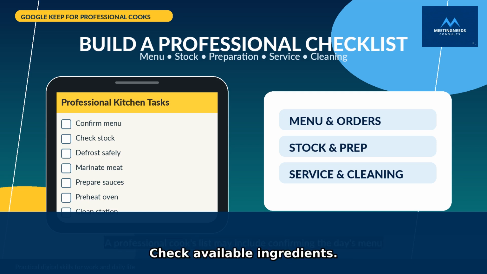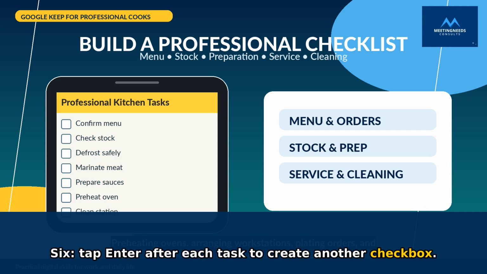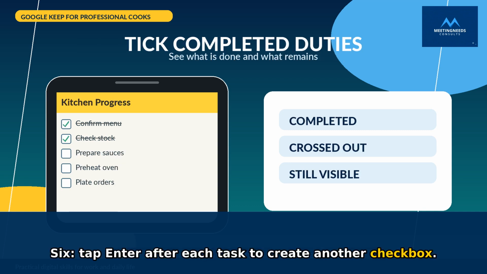Check available ingredients. Buy tomatoes, onions, and cooking oil. Marinate the chicken. Prepare vegetables. Cook the rice. Package customers' orders. Clean the cooking area. 6. Tap Enter after each task to create another checkbox.